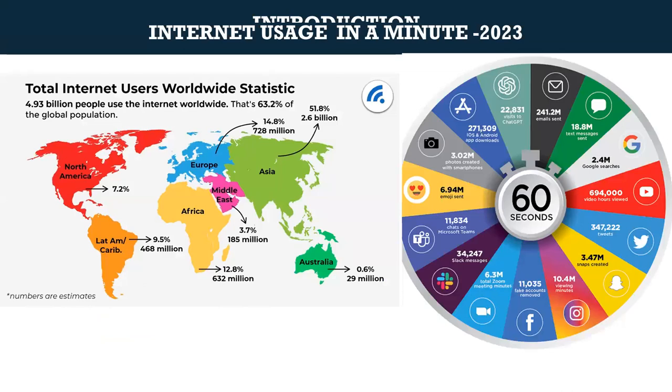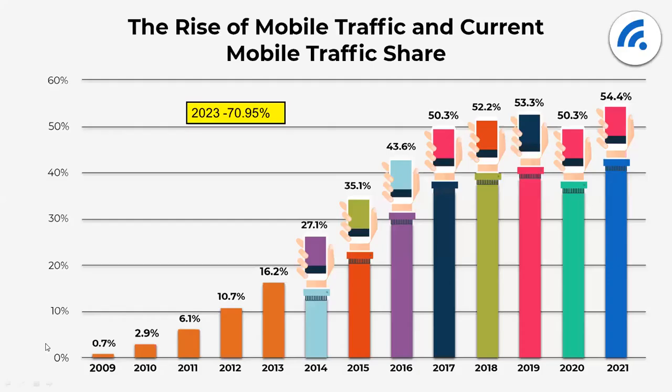These are some of the things you can Google whenever you're free. Probably you can get all this information. Looking at usage, the major share is sending email, almost 241 million emails being sent. This is a major share, as well as internet usage. Then mobile traffic is also increasing very rapidly.